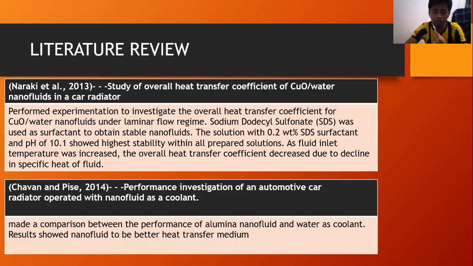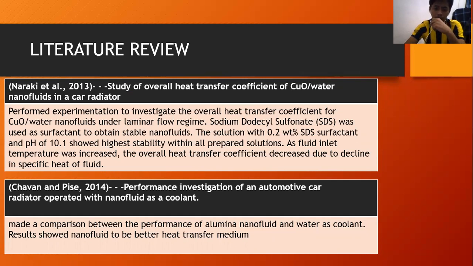So this is the literature review for my project, where Naraki et al. in 2013 studied the overall heat transfer coefficient of CuO plus water nanofluid in a car radiator. They performed experimentation to investigate the overall heat transfer coefficient of CuO plus water nanofluid under laminar flow regime. Sodium dodecyl sulfonate was used as a surfactant to obtain stable nanofluid.